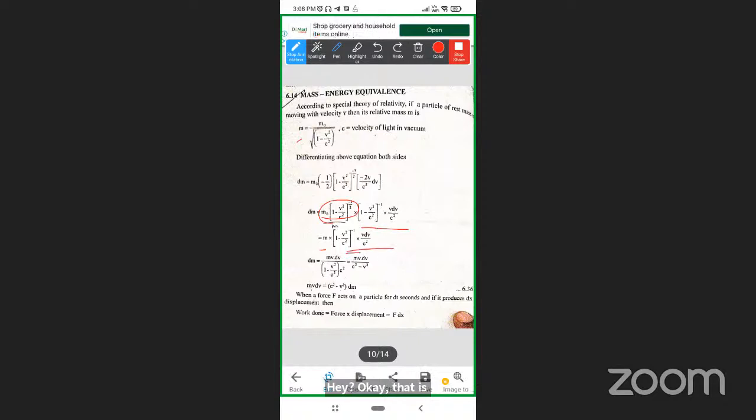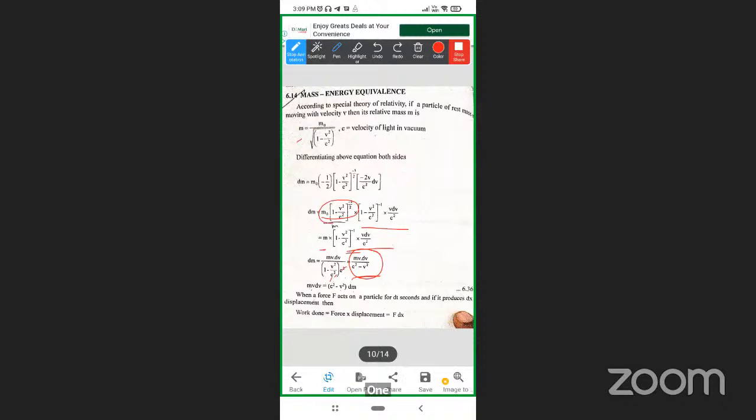And m is equal to mv dv by under root of, sorry, minus 1 in the denominator becomes plus 1, 1 minus v square by c square into c square. Then in the simplification, mv dv by c square is cancelled, then the LCM is c square minus v square. So dm is equal to what? mv dv by c square minus v square.